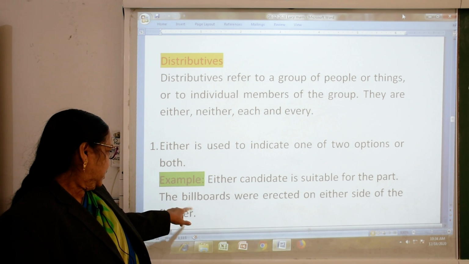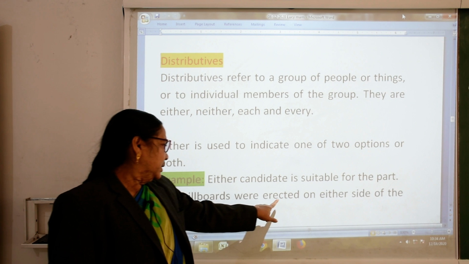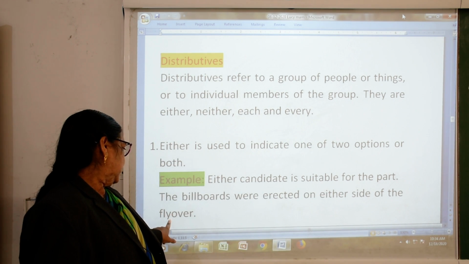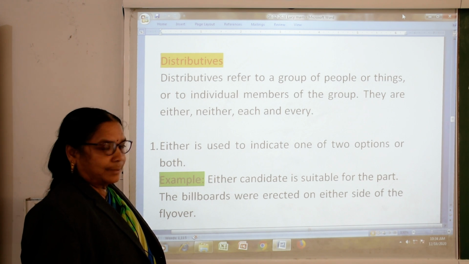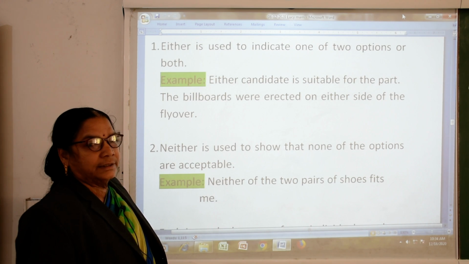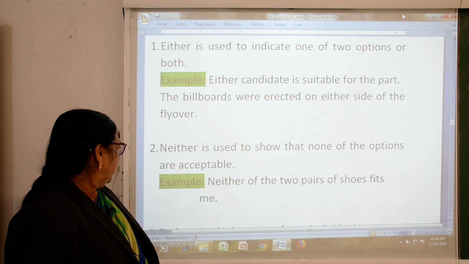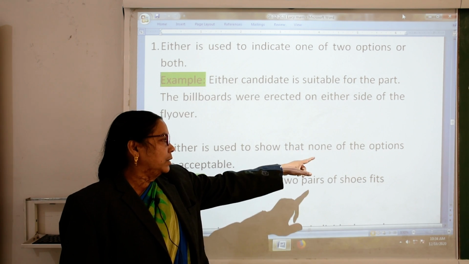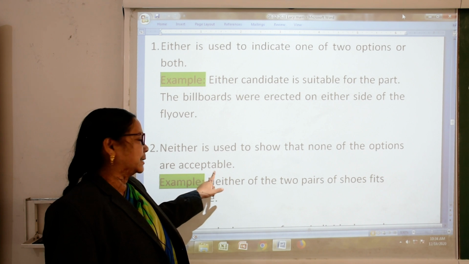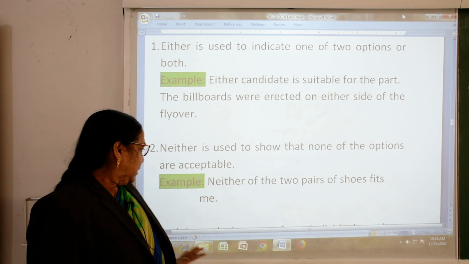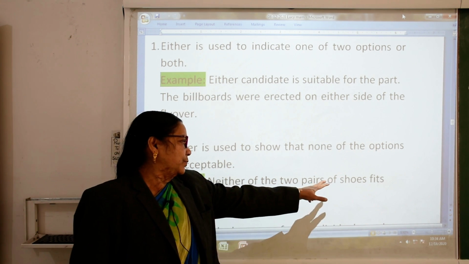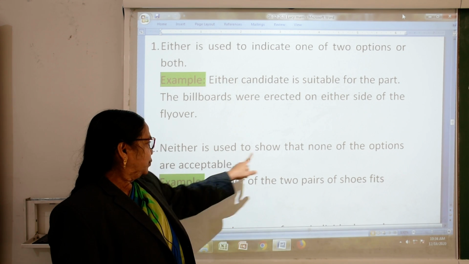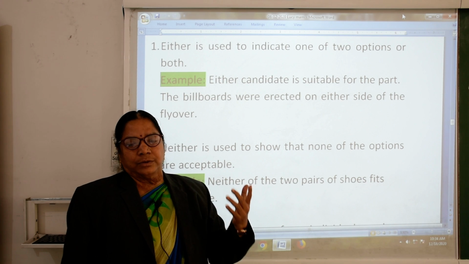The billboards were located on either side of the flyover. These are the examples. So, each, either we have already studied. We will go to neither now. Neither is used to show that none of the options are acceptable. Example, neither of the two pairs of shoes fits me. Neither is used to show none, no.